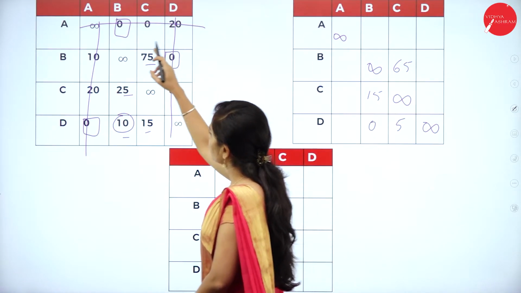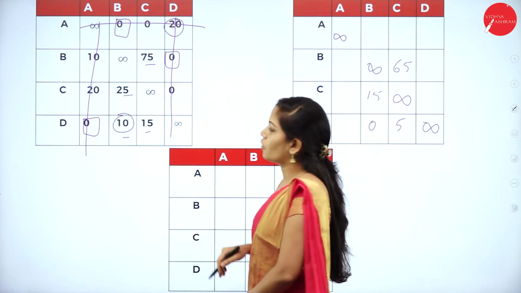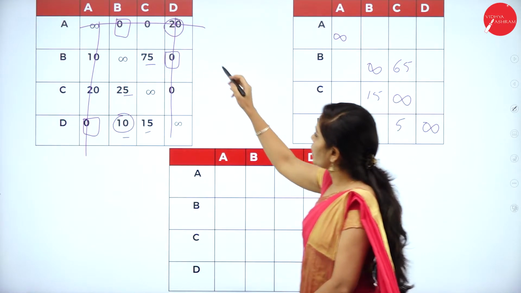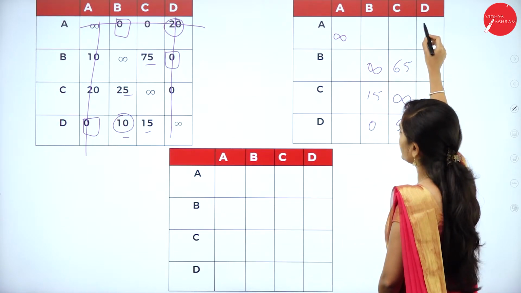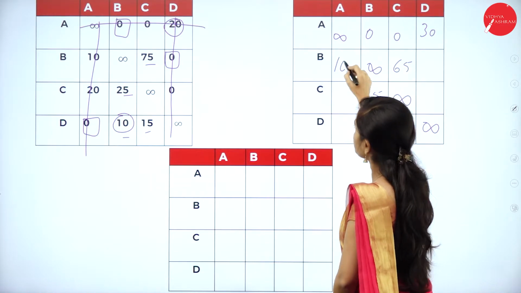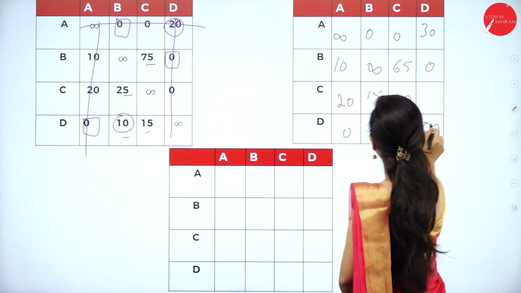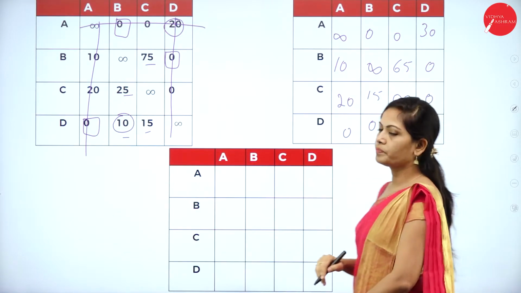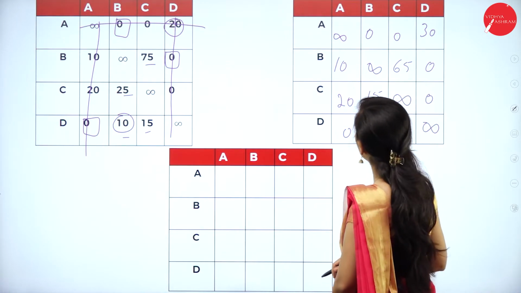And the remaining values are same except the common point for both horizontal and vertical line. So add this 10 to this common point. 20 plus 10, 30. And the remaining values are same. 20, 0 and it is 0. And now again I will find the row scanning and column scanning.